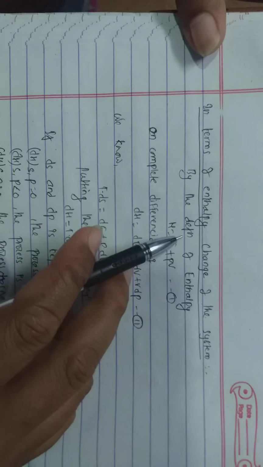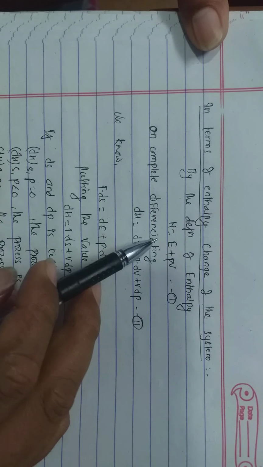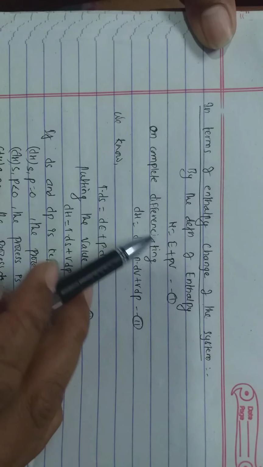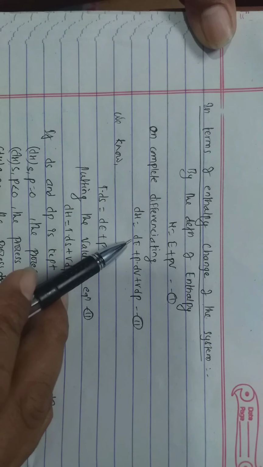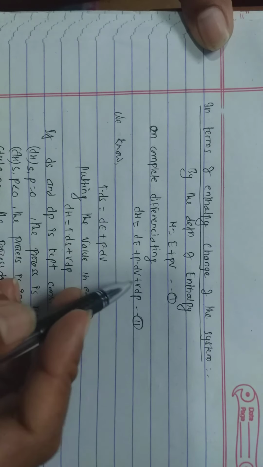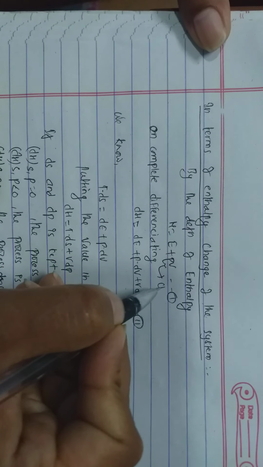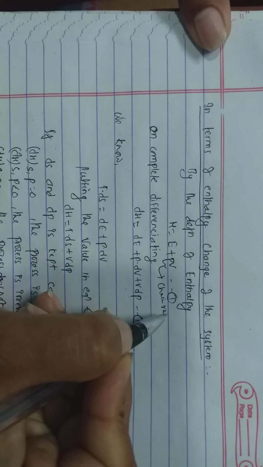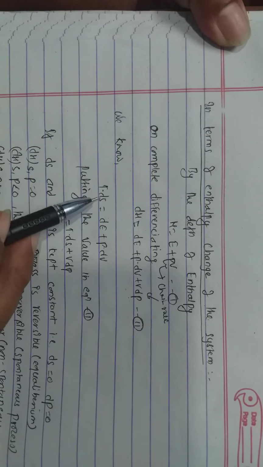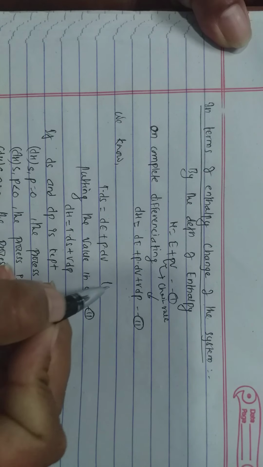In terms of enthalpy change of the system, by the definition of enthalpy, H is equal to E plus PV. We know this comes from the definition of enthalpy. On complete differentiation, we get dH is equal to dE plus P dV plus V dP. We apply the chain rule. Applying the chain rule, we get this. And we also know T dS is equal to dE plus P dV. This is from the first law of thermodynamics.